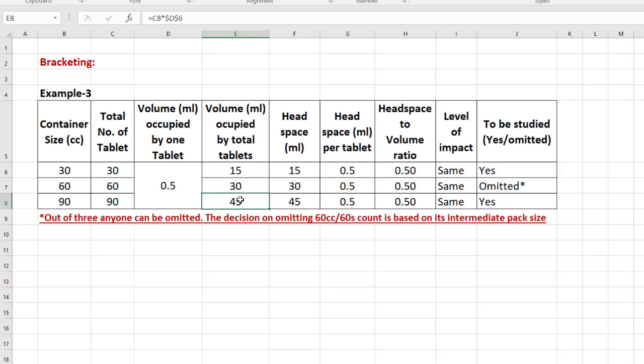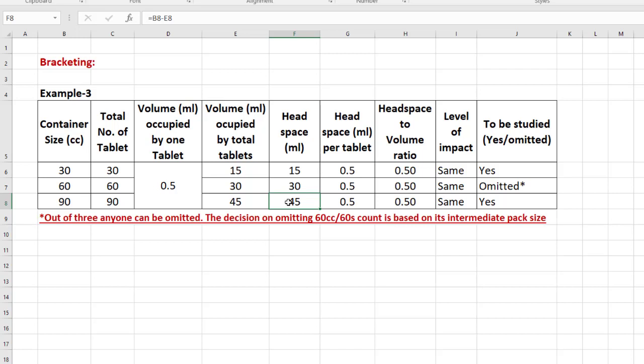Will you be able to calculate the headspace now? Absolutely yes. Thus 30 minus 15 becomes the headspace available for the 30 cc container. Then 60 minus 30 becomes 30 ml as the headspace available in the 60 cc container. And 90 minus 45, which equals 45 ml, becomes the headspace available for the 90 cc container.